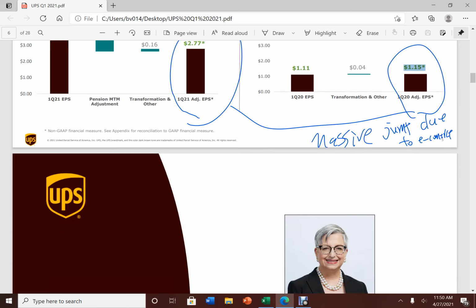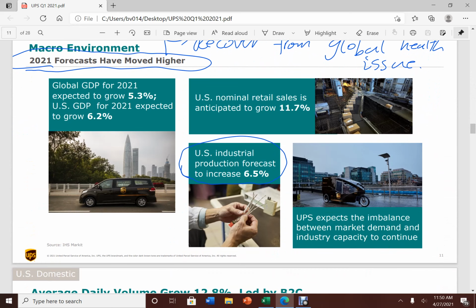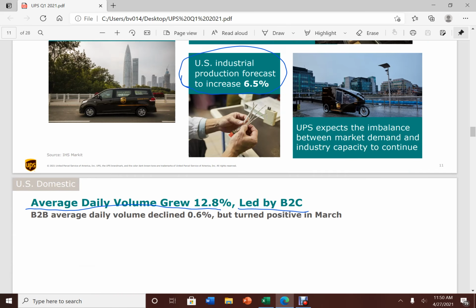Now, if you go down to some of the best part here, they forecast that the macro environment will be moving higher because 2021 is a recovery from what happened last year with these stay-at-home orders. They expect that US GDP will grow 6.2% and global GDP will grow 5.3%. With the growing GDP, UPS is expecting to capture a decent amount of that gain.